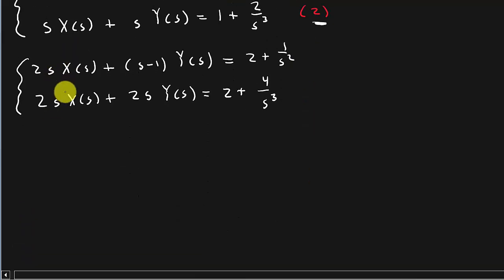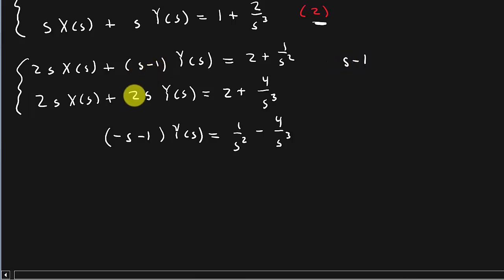So notice here how the x of s goes out. And then I've got s minus 2s is negative s minus 1 times ys. 2 minus 2 is 0, and then I have 1 over s squared minus 4 over s cubed. So remember, all I'm doing is s minus 1 minus 2s. S minus s, that's minus s minus 1. That's where that comes from.